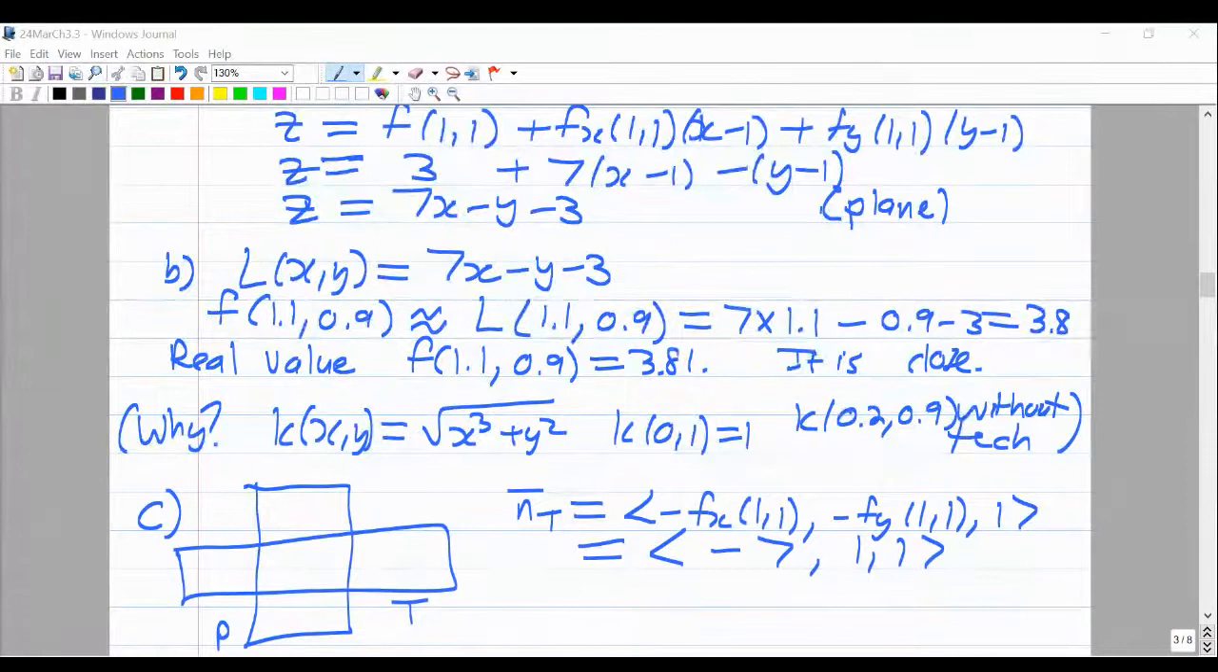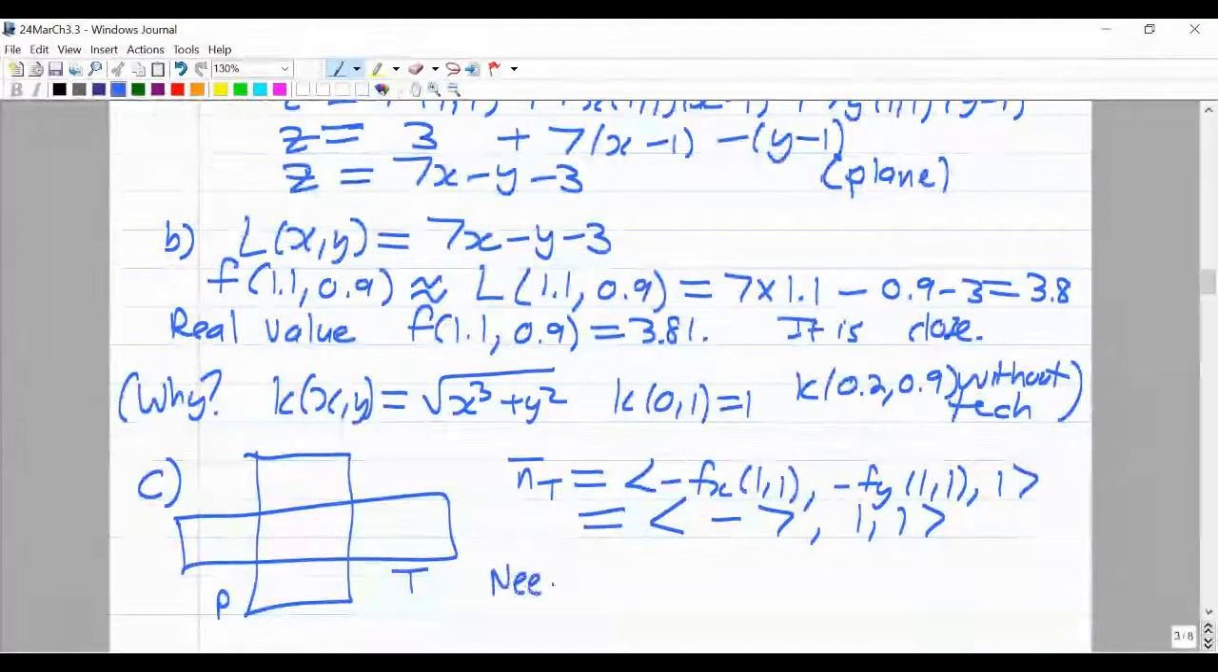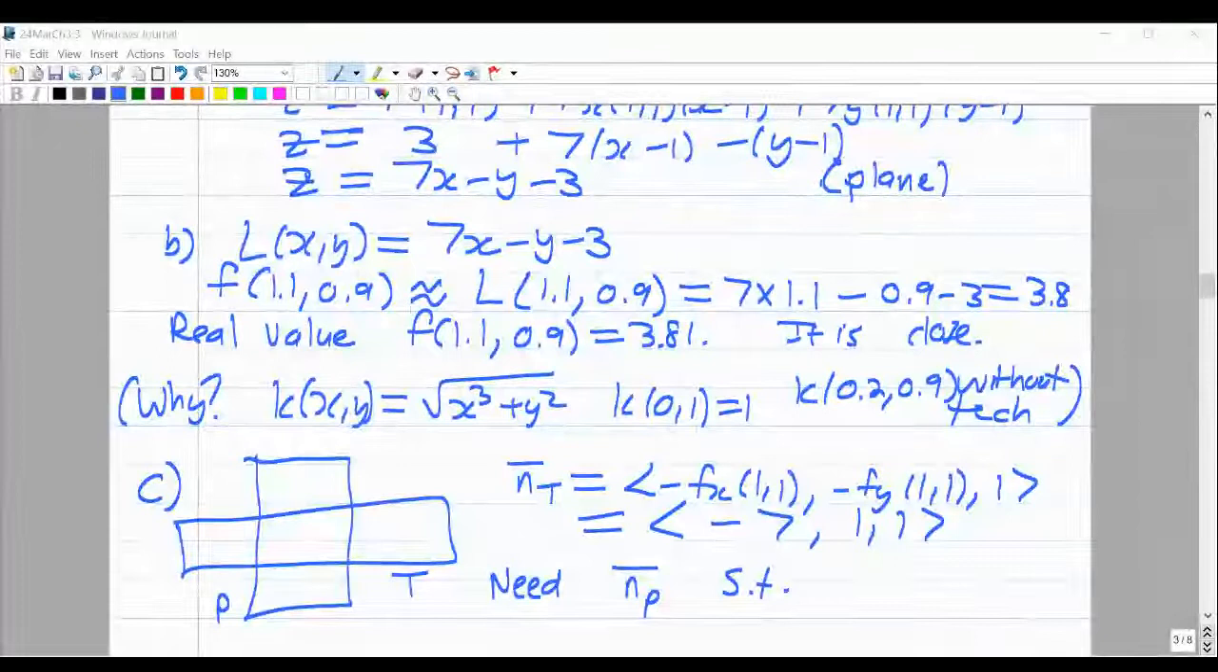All right. So the tangent plane has a normal given by this formula. And so using the values in A, we get minus 7, 1, 1. All right. Now we want the two planes to be perpendicular. Who can tell me in the chat what does that mean? So NP, that is the normal of plane P, such that, who can tell me what we want? Yes, the dot product of the normals should equal zero.